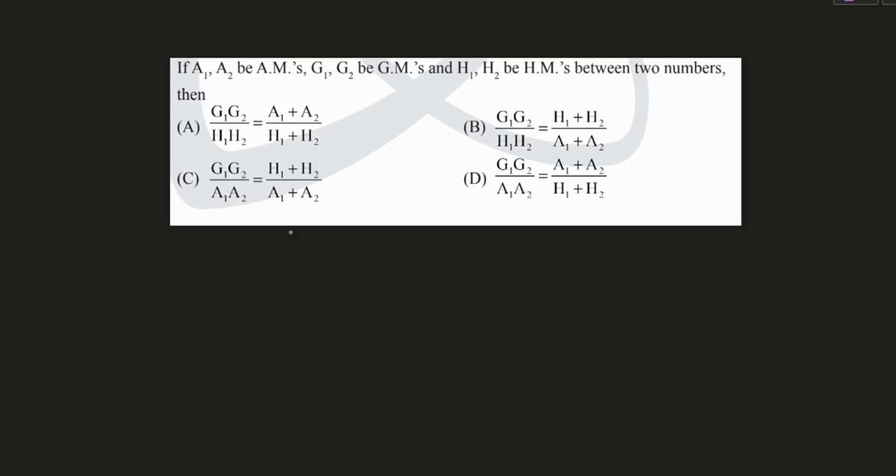Okay, so let us move on to the next question. So here we have our next question. First of all, let us read the problem, then we'll proceed on to the solution. So we have been given that A1, A2 are the AMs, G1, G2 are the GMs, and H1, H2 are the HMs between two numbers. And we need to find the relation between A1, A2, G1, G2, and H1, H2.